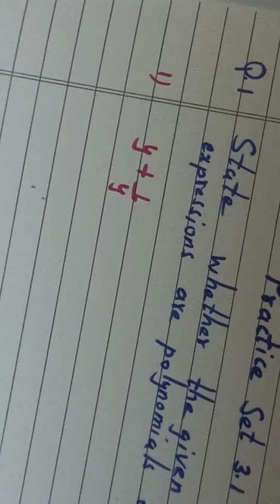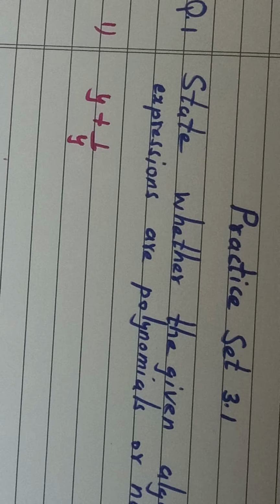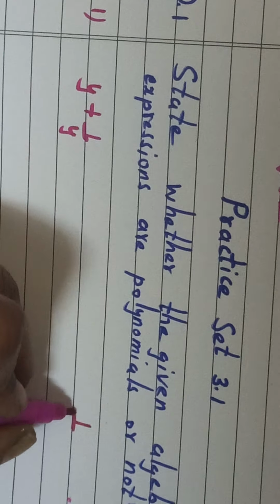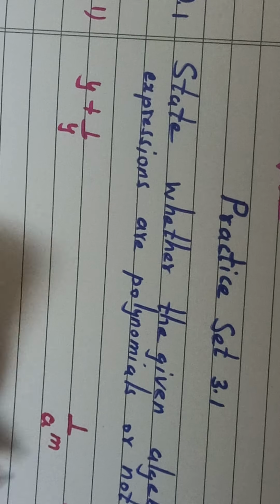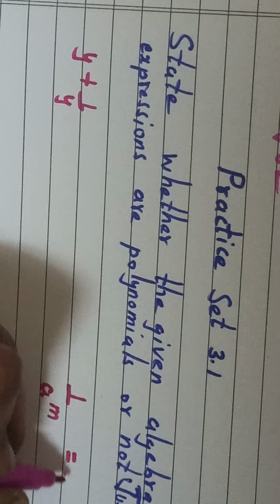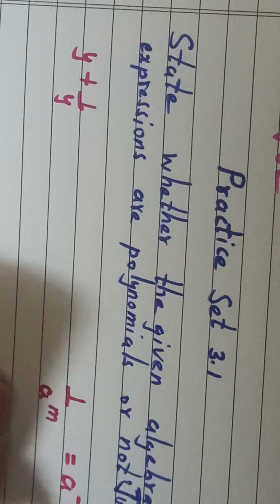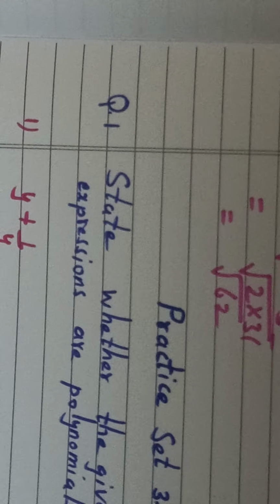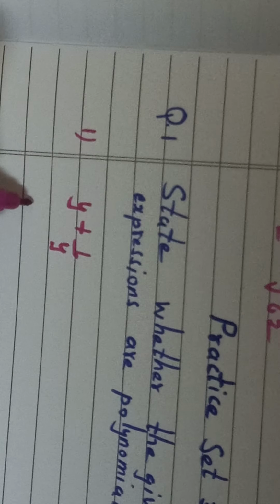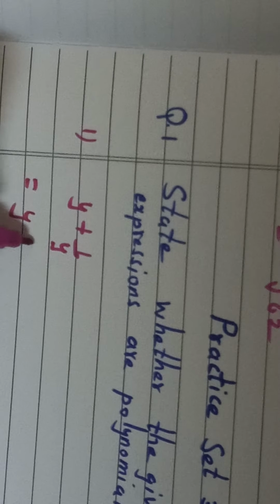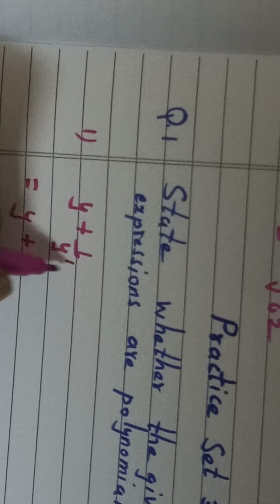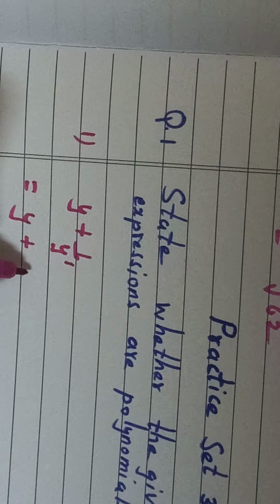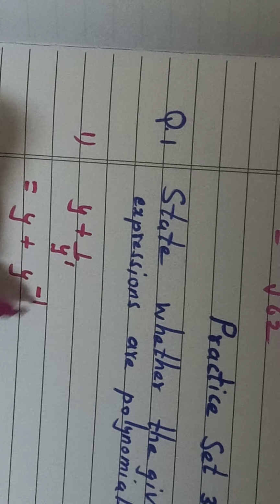Now y plus 1 by y is like this. You all have studied laws of indices. What does it say? 1 upon a raised to m is equal to a raised to minus m. So if I take this variable, here the variable is y, I write one more step: y plus 1 upon y raised to 1. If I take it into the numerator, I will get y raised to minus 1.